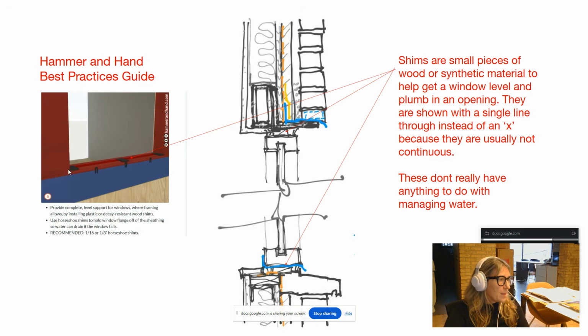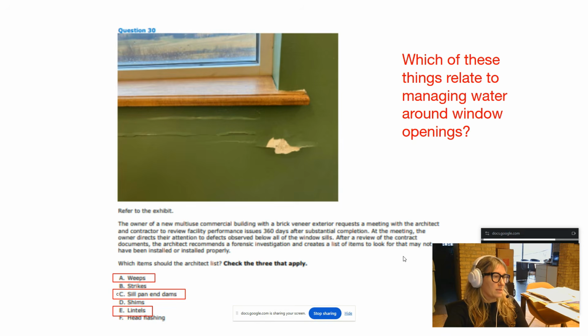So that's what they're showing here. These are shims. They put them in the window. You can use as many or as few as you need to basically get the opening level to set your window inside of it. And that's what this little guy is here. But they don't really have anything to do with managing water. They're really trying to get your window in place and set. So they are not one of our answers. So let's move on to lintels.